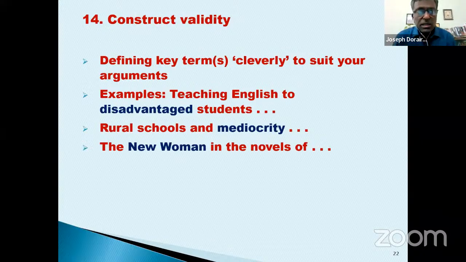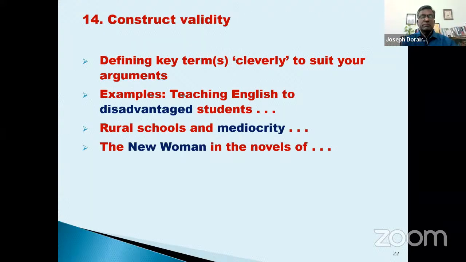Now, the 14th unacceptable research practice is construct validity. This happens in arts and humanities and social sciences. I am not very sure whether this happens in pure sciences, in chemistry, mathematics or computer science. Now, what is construct validity? If you are a student of social sciences, you will be familiar with validity and reliability. When we talk of validity, we talk of internal validity and external validity. Now, there is another concept called construct validity. In other words, how do you define important terms, terms on which your entire thesis hinges?